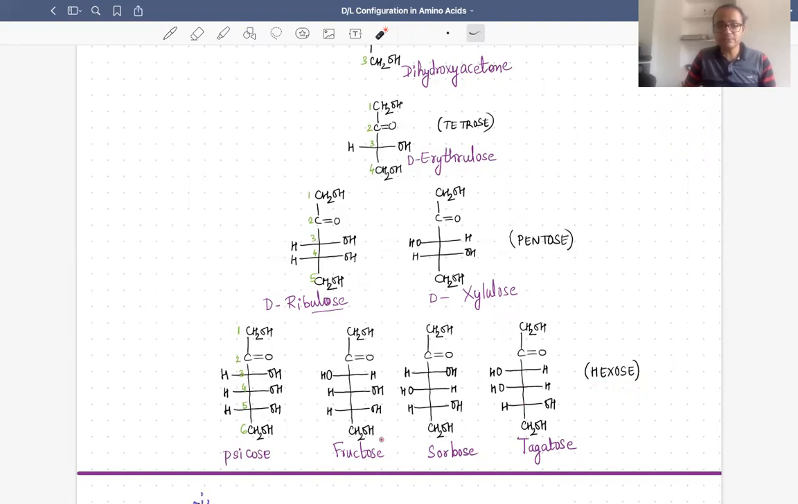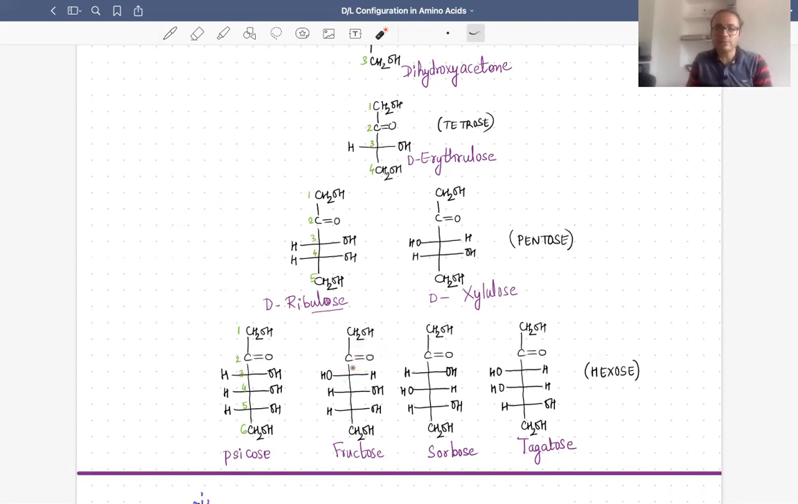The important ketose, or hexose, that you have to remember is fructose. The difference between the ketose fructose and glucose is only at this place. If you remember the structure of glucose, you have an H and OH present there, then H and OH here, and then OH and H here. So this was the structure of glucose. When it becomes fructose, and fructose we know is a ketose, this is replaced by a keto group here. That is the only difference between glucose and fructose.